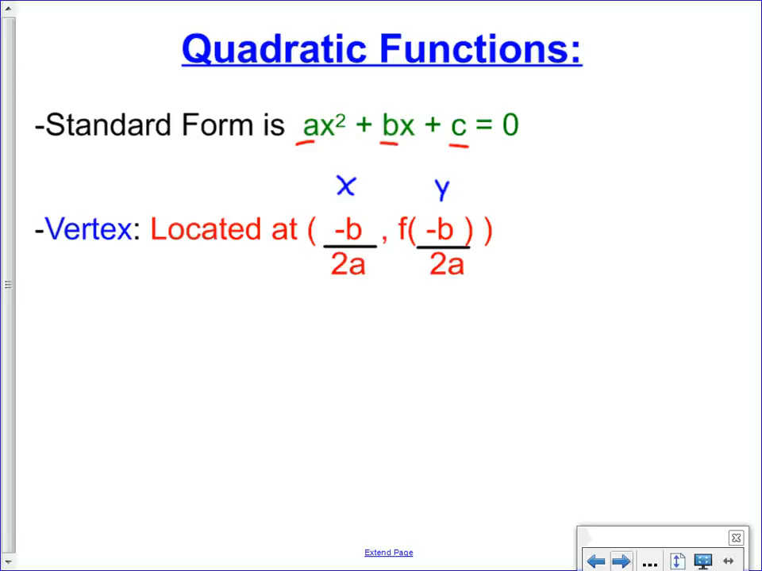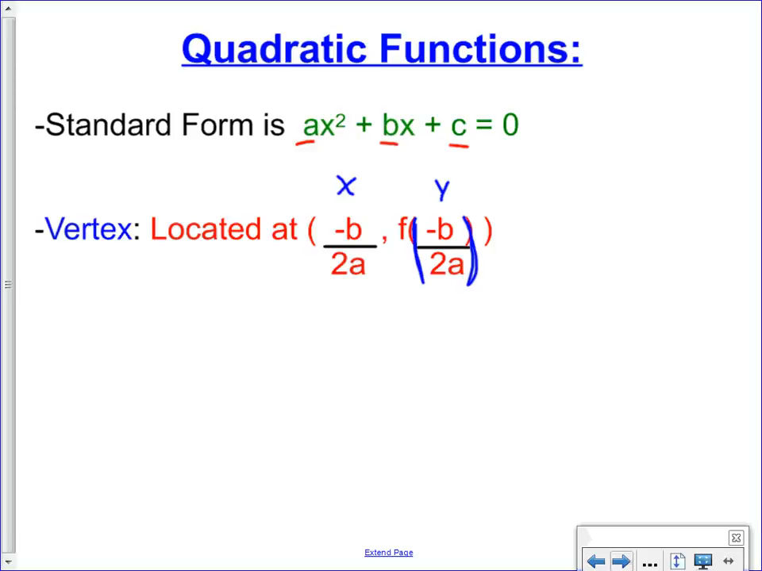So this f of negative b over 2a just means plug in your x value to find the y value. Then you find the vertex, then you find the points, then you graph. All is good.